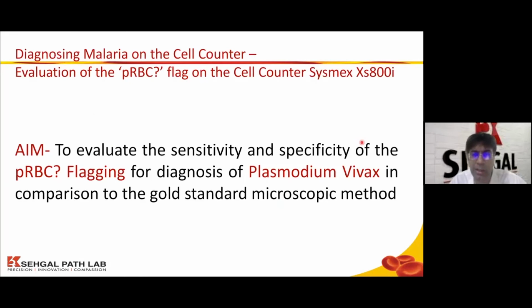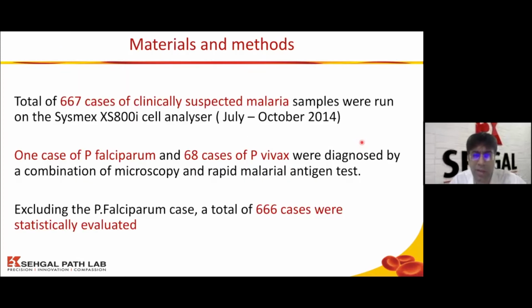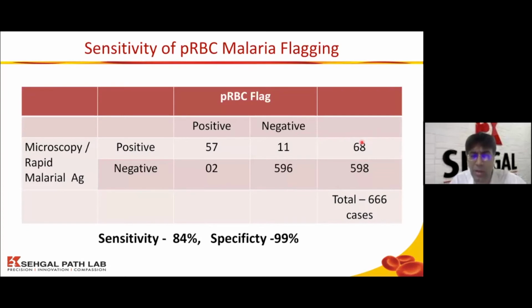So I'm not going into the details of the study. We wanted to evaluate the role of the PRBC flagging or the IRBC flagging for Vivax compared to the microscopic method. We evaluated these cases. We made a truth table. We got a sensitivity of 84%, a specificity of 99%. So we are wondering, why is the sensitivity only 84%?